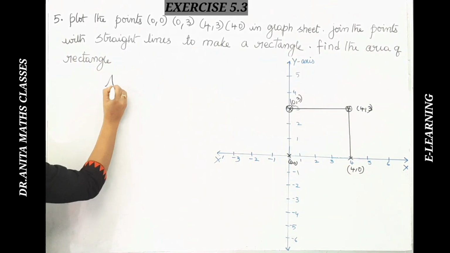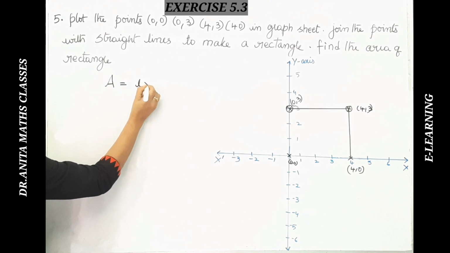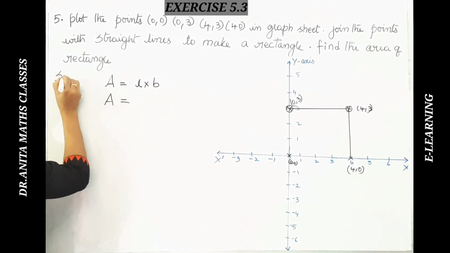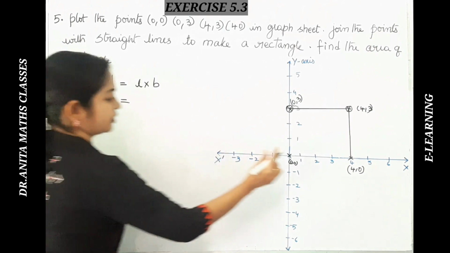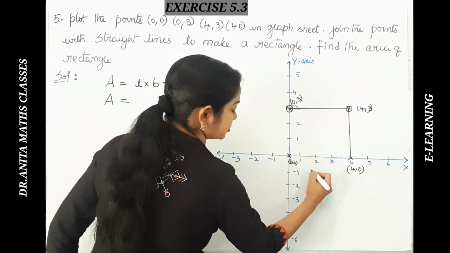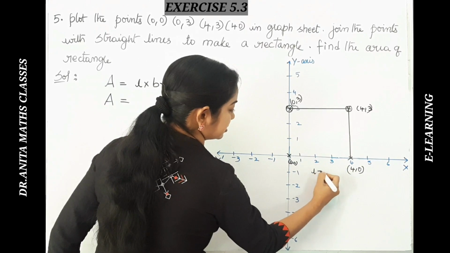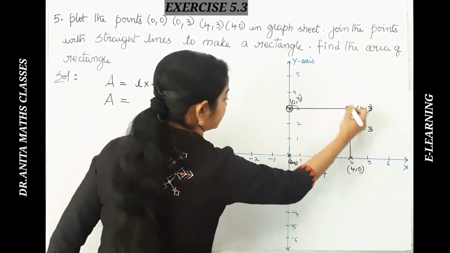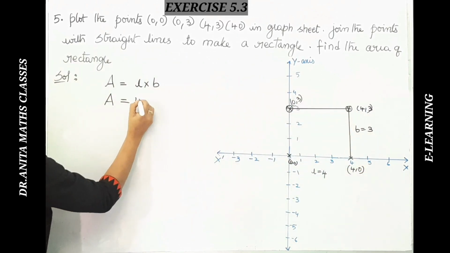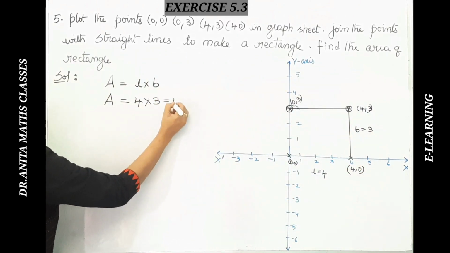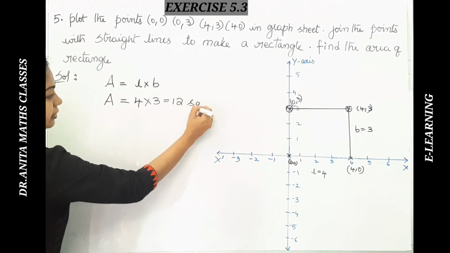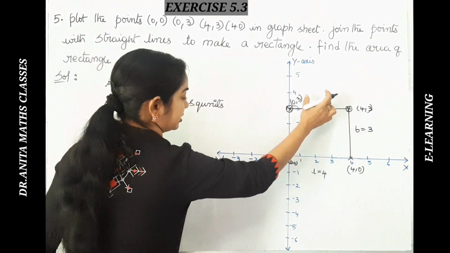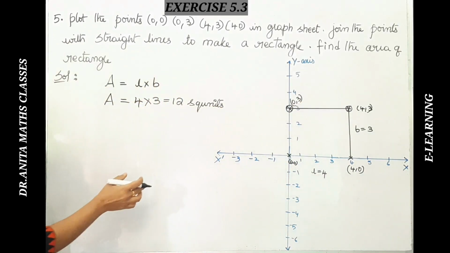We know the area of the rectangle is length into breadth, isn't it? So the area is equal to, from the graph we will find, so here how many units? So here these are the 4 units. Length is equal to 4 units. Here the breadth is equal to 3 units. 4 into 3, that is 12 square units. We don't know whether they are centimeters or anything, so just write square units.